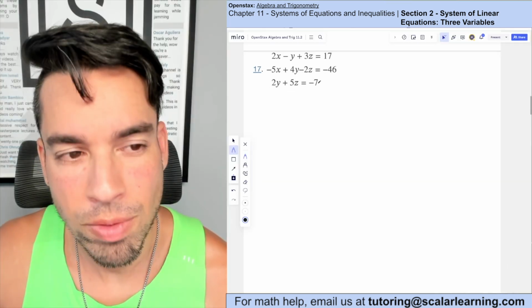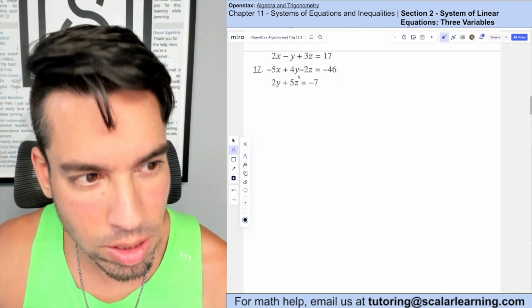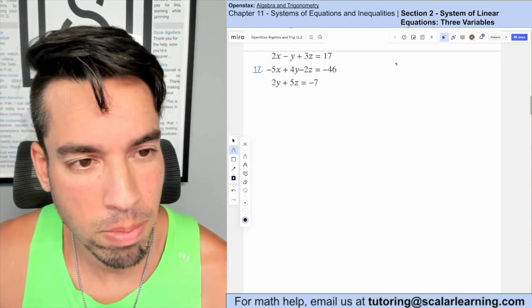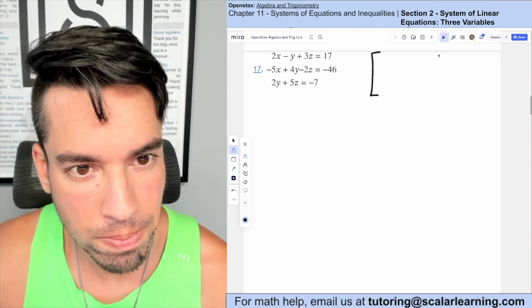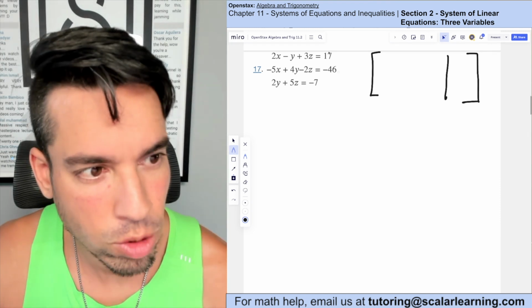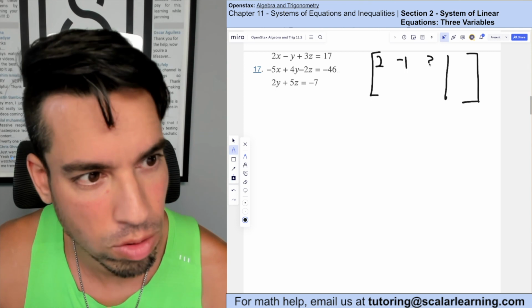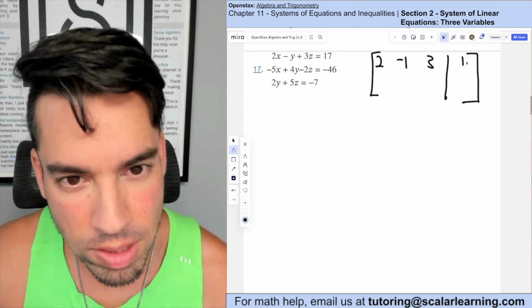Done. All right, so for this one, we're meant to solve by Gaussian elimination. And to do that, we're going to have to convert this into a matrix. So let me show you how we're going to do that. We're going to take the coefficients for x, y, and z in order. So I got 2, negative 1, and 3. And that equals 17. That's going to go over here.